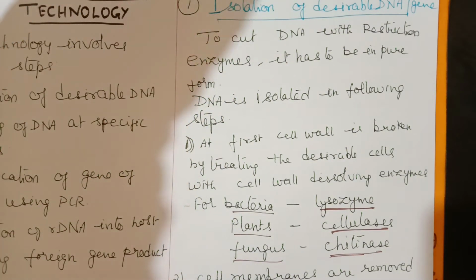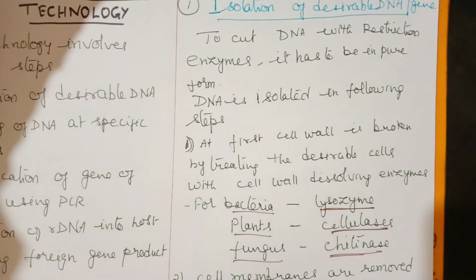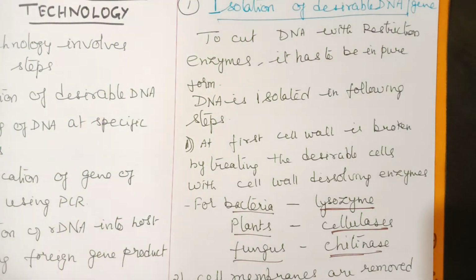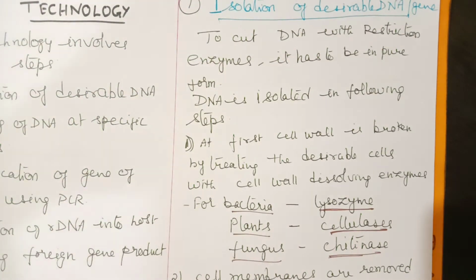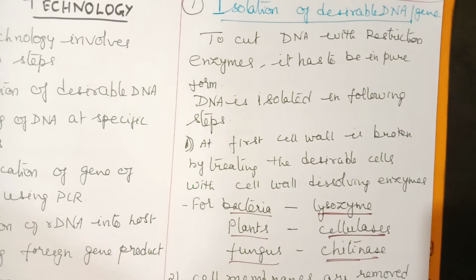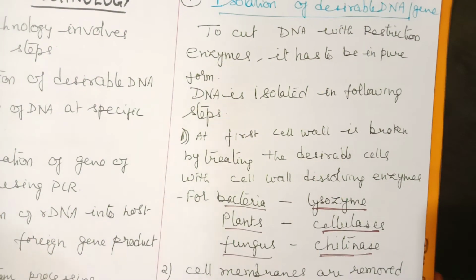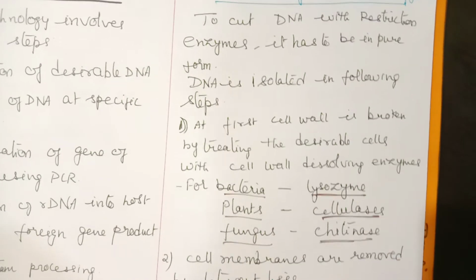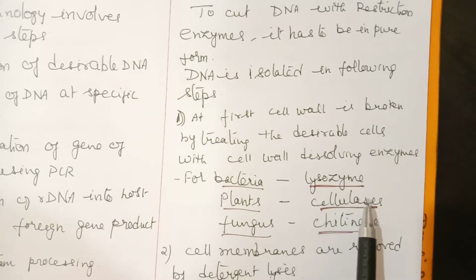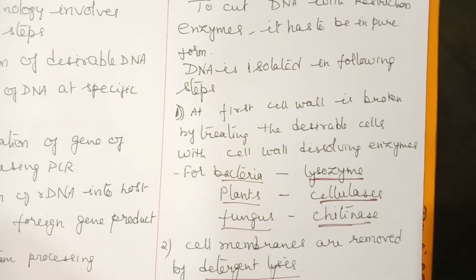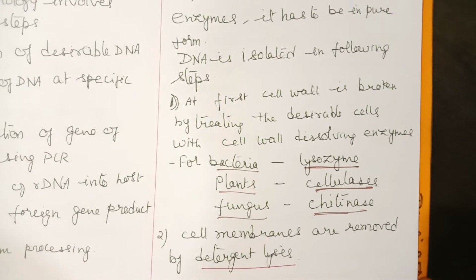So for removing the cell wall, depending upon the cell, we can decide which type of enzyme to be used. So it is an enzymatic digestion of the cell wall. If it is a bacteria, the enzyme lysozyme is used, and if it is a plant, it is cellulase, and if it is a fungus, chitinase is used.